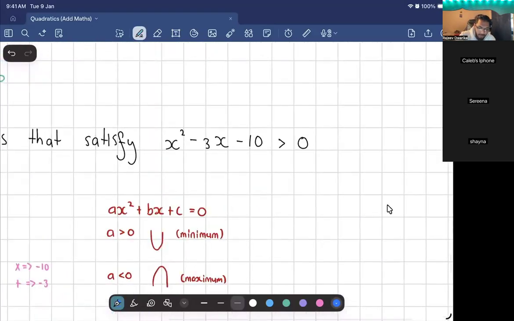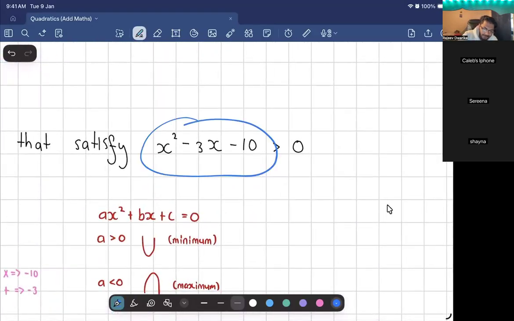Right. Now, Caleb, we wanted to figure out where x squared minus 3x minus 10 is where.